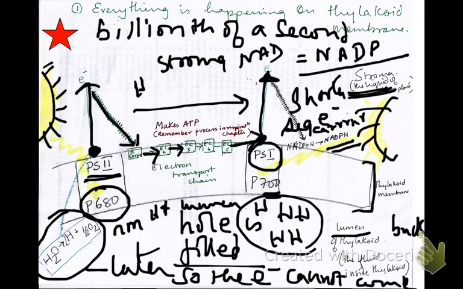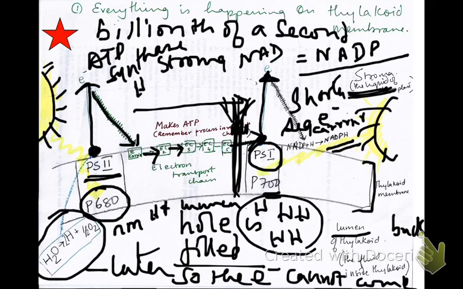And this gradient manages to rush out into the stroma, where, though in the pictures it's not really shown, there is an ATP synthase channel protein which is conveniently placed and allows for the flowing of the protons and helps in formation of ATP from ADP and inorganic phosphate in the stroma.